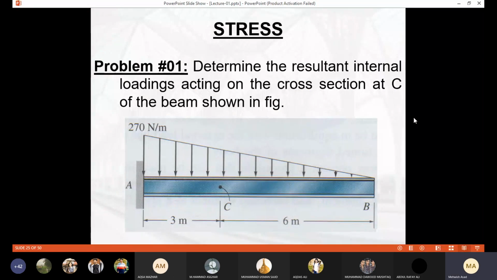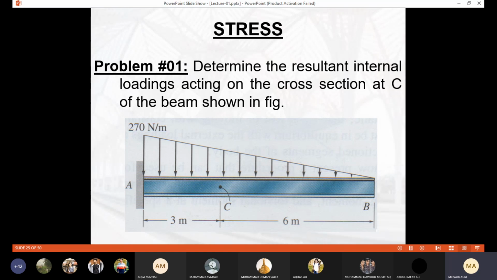In the first lecture, we just revised the basic concepts, or fundamentals, of engineering mechanics. Today, we are going to formally start the numerical problems of stresses in any section. To begin with the stresses, the first step is to determine the internal forces.